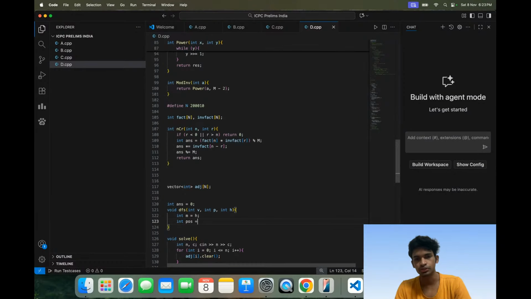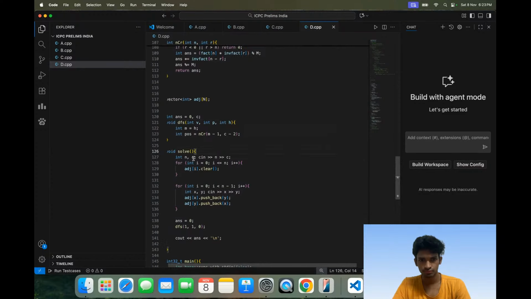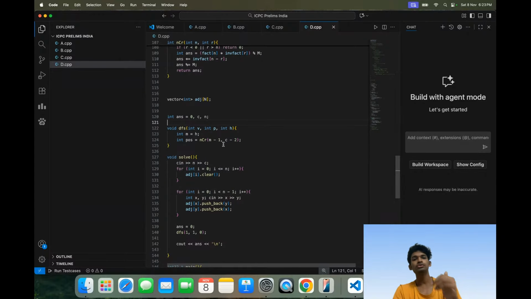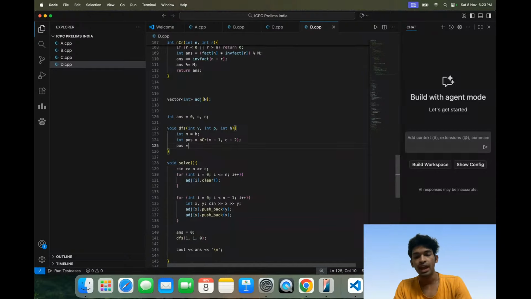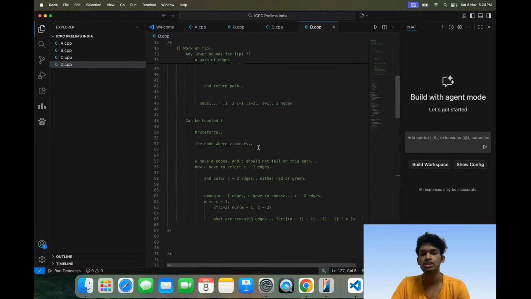pos equals, first choose m minus 1 choose c minus 2 edges. Let me keep n2 here. Choose c minus 2 edges. Now among them, color them red and green, which is 2 power, we are not coloring the last one, which is 2 power c minus 2. So now these two parts are done.